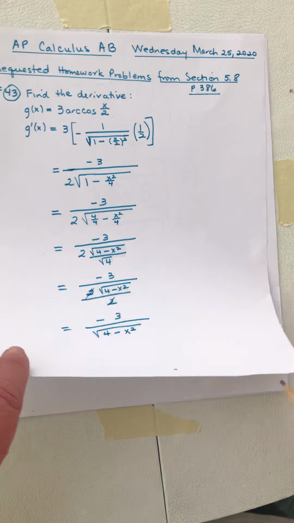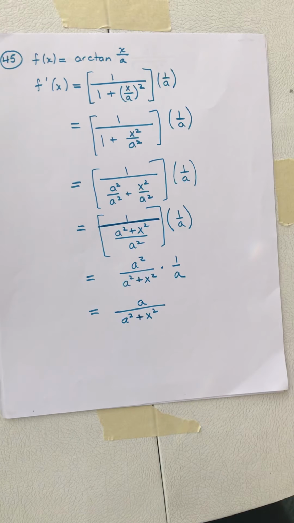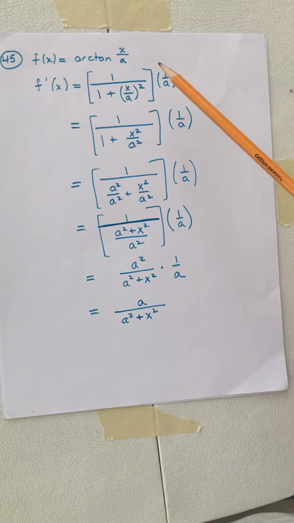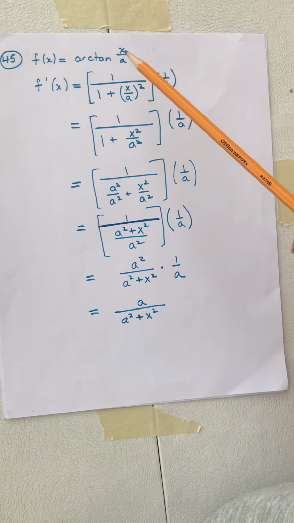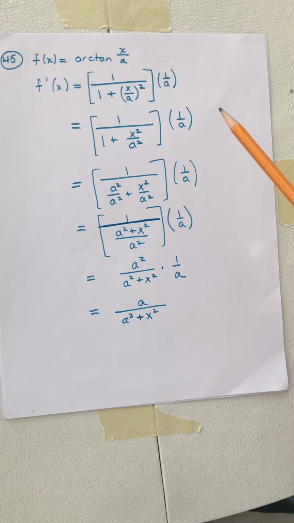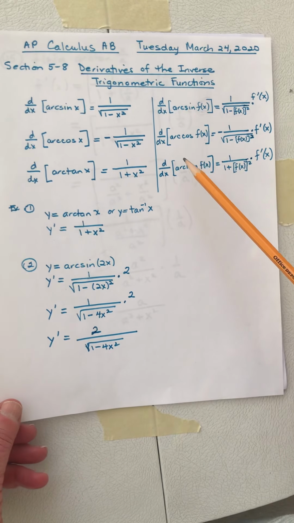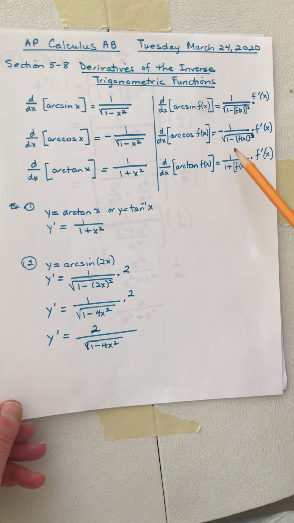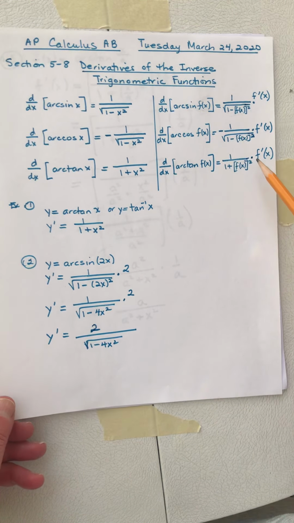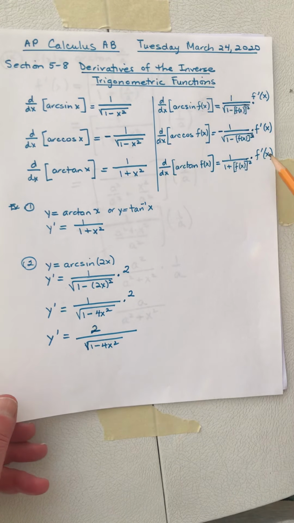All right, also requested was number 45. F of x is the arctangent of x over a. So again, we look at our derivative formula that we have for the arctangent of the function, and that would be, the derivative would be 1 over 1 plus the function squared times the derivative of the function.